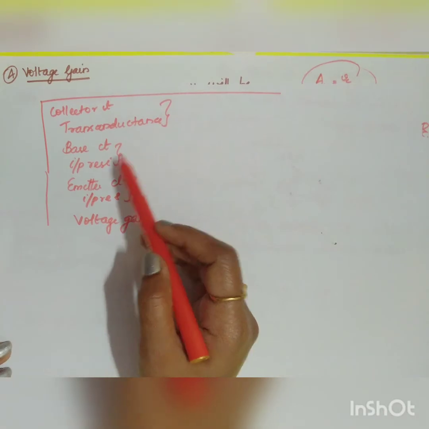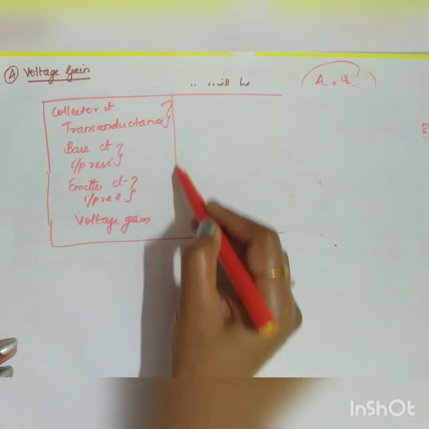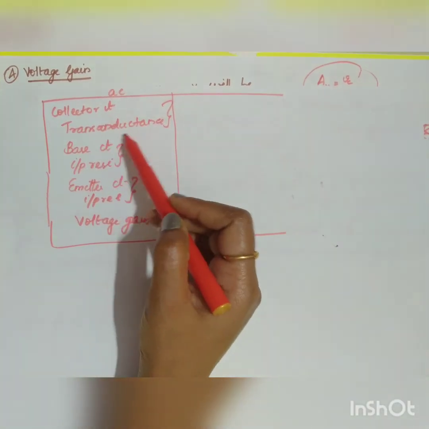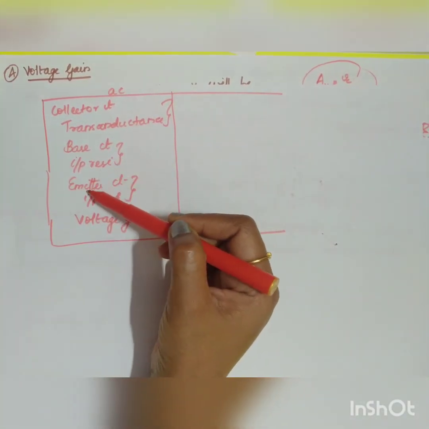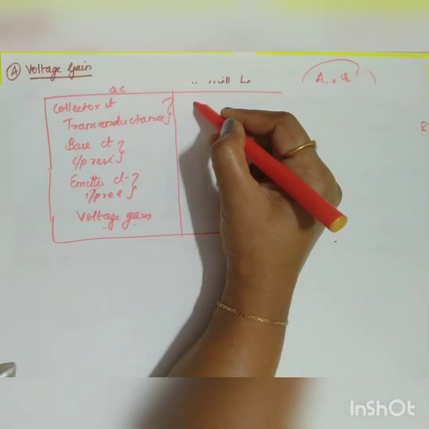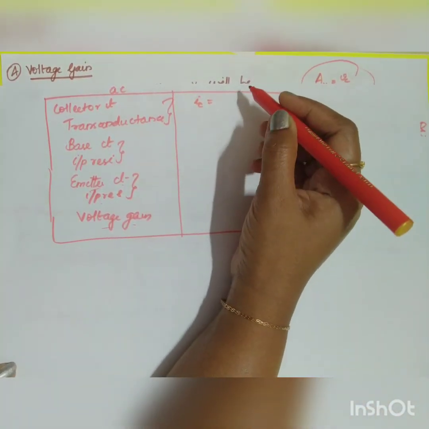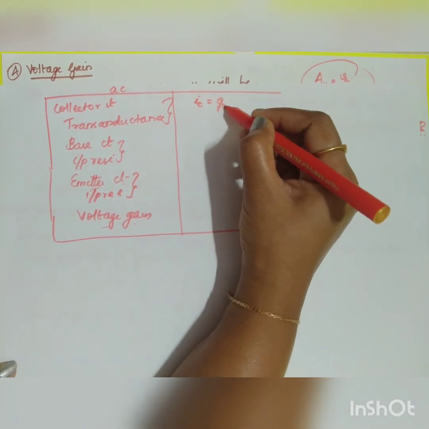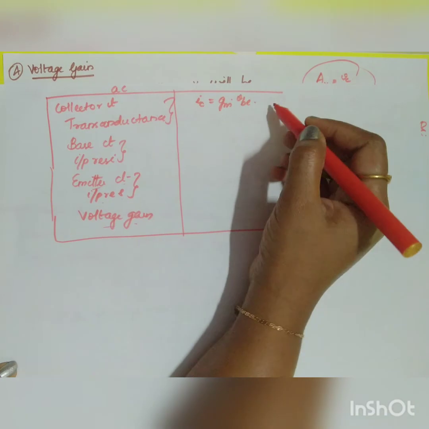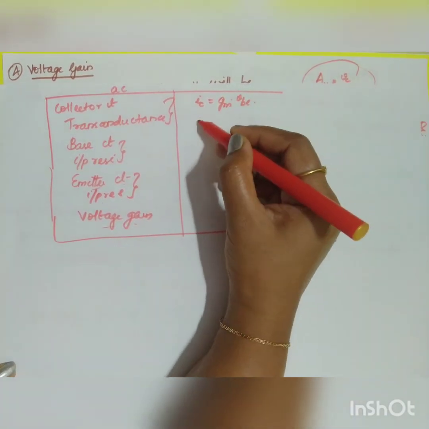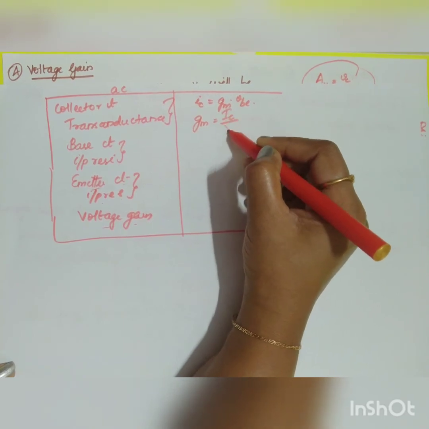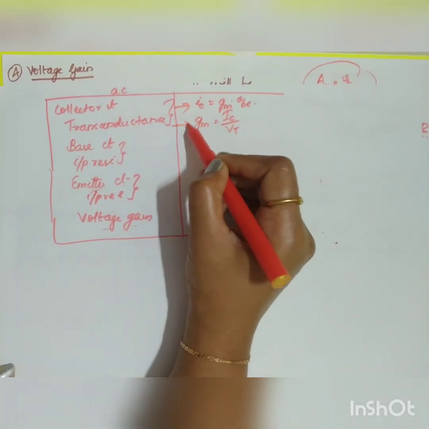So if you make a table of the parameters which you have found out, this is all for AC small signal: collector current, transconductance, base current, input resistance, emitter current, input resistance and voltage gain. So what is your collector current? Small ic will be equal to gm into small vbe. Now transconductance gm will be equal to capital IC divided by VT. So these two values are done.